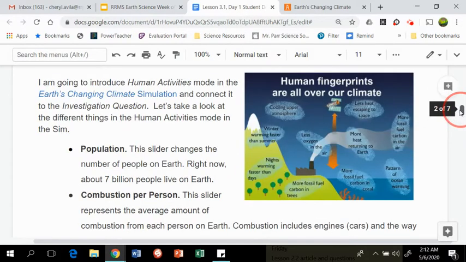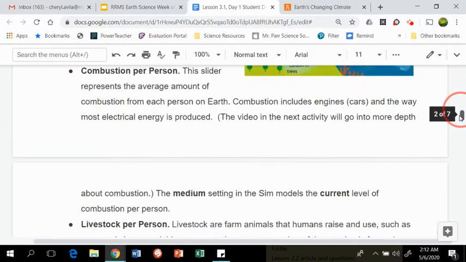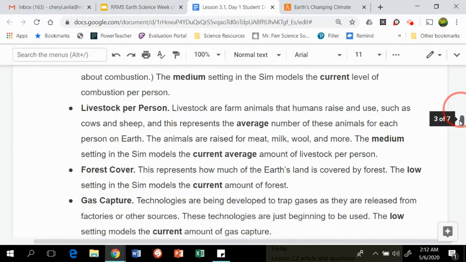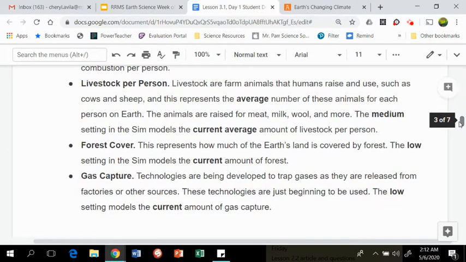Okay, so we're going to be looking at population, combustion per person. We're going to be looking at livestock per person. Livestock are farm animals that humans raise and use, such as cows and sheep, and this represents the average number of these animals for each person on Earth. The animals are raised for meat, milk, wool, and more. The medium setting in the sim models the current average amount of livestock per person.